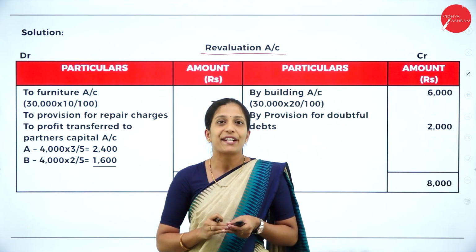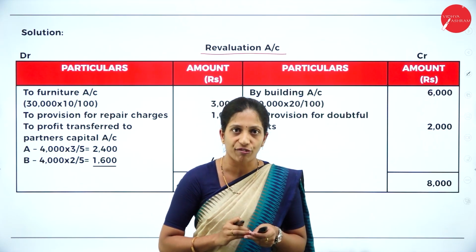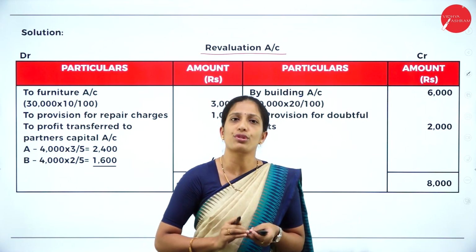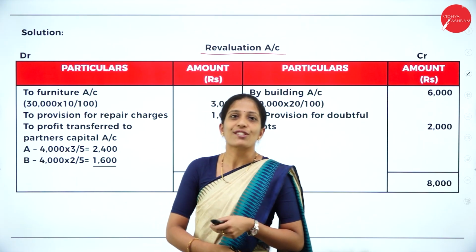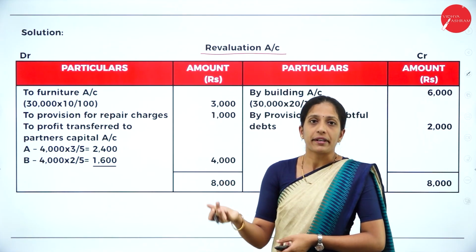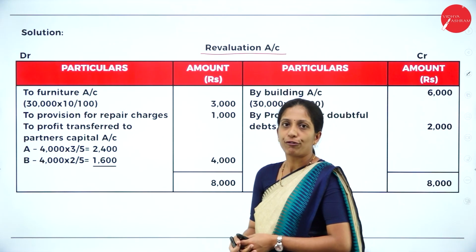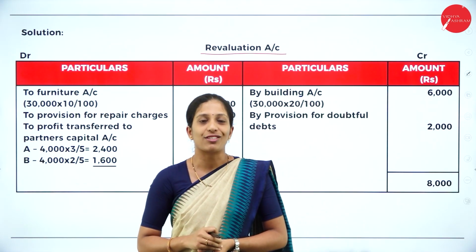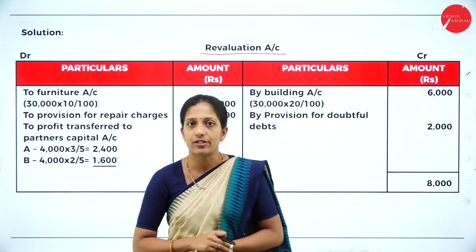Revaluation account is prepared during admission and retirement of a partner, whereas realization account is prepared during dissolution of a partnership firm. So, which is the account to be prepared under admission? That is revaluation account. Under retirement also, if they ask a problem for 12 marks, you have to prepare revaluation account and not realization account.